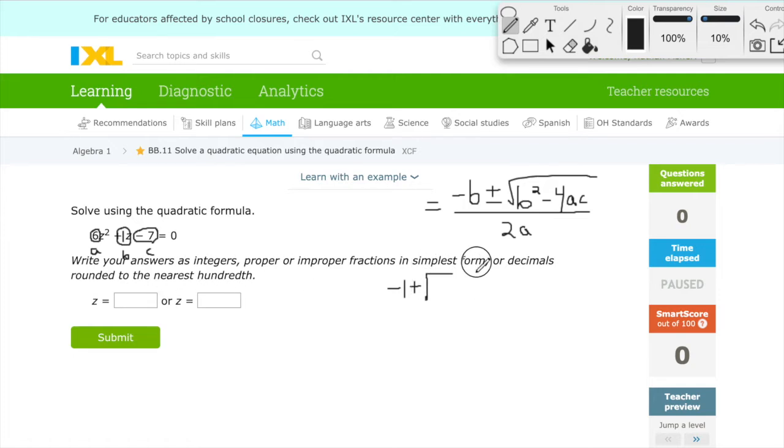We're going to have square root of b squared. Well, that's just 1 squared minus 4 times a, which is 6, and then times c, which is negative 7.